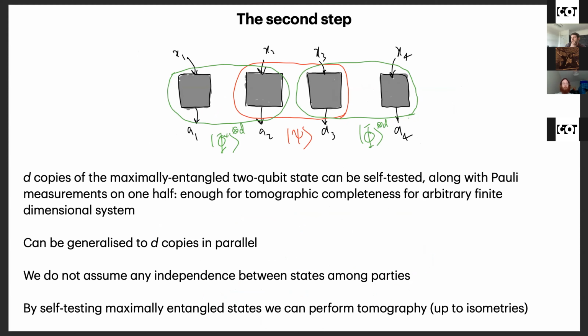Okay, so to quickly go over this second step, I require D copies of the maximally entangled 2-qubit state, because I can embed any maximally entangled state with enough copies of the maximally entangled 2-qubit state. And because this state can be self-tested along with Pauli measurements made on one half, this is enough to ensure that I am preparing Pauli eigenstates, for example, on the other system, and this will replace my trusted quantum input. Okay, there's a bit of work to do where you need to generalize this to having D copies in parallel, but that's not such a problem. And the thing to point out is we don't actually initially assume any independence between these states. So there could be some joint state describing all of this behavior here, and we want to infer that there's a maximally entangled state here, a maximally entangled state here, and then psi here. Okay, so now by self-testing maximally entangled states, we can perform tomography up to isometries.